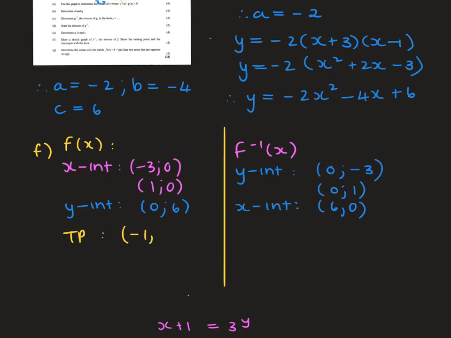So we know it's at negative 1. I need to find the corresponding y value. I'm just going to look up here and do it. So negative 2, negative 1 squared, minus 4 times negative 1 plus 6. That will be 8. So if the turning point on the original graph is (-1, 8), the turning point on your inverse function, switching those points around, will become (8, -1).